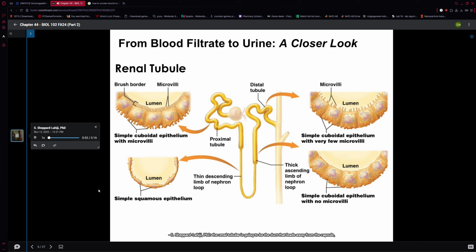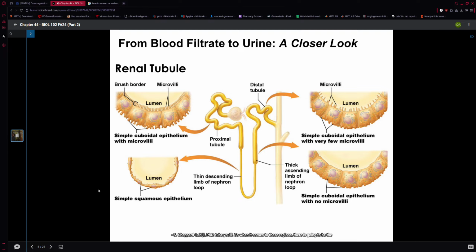The renal tubule is going to be the duct that leads away from the glomerular capsule, and it's divided into distinct regions. Now, some will collectively incorporate this lower portion. Some will break it up into two. So you might see some books that say there are 3 regions versus those that say there are 4. Now, I'm really going to place more of the emphasis on the transition from one cell type to another as we work our way through this tubule.